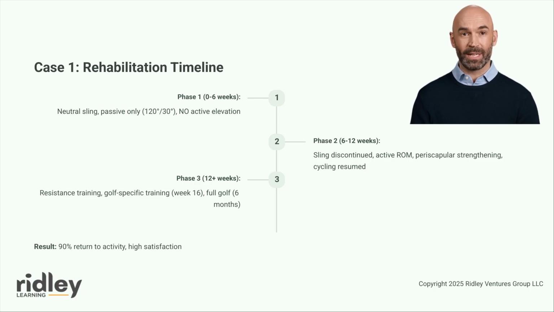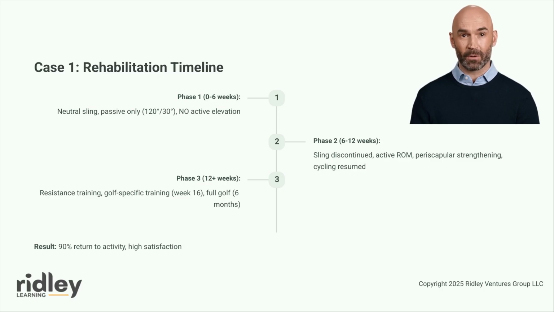In Phase 2, from weeks 6 to 12, the sling was discontinued and active-assisted progressing to active range of motion was initiated. External rotation at 90 degrees abduction was permitted to 60 degrees by week 8. Gentle functional internal rotation was introduced in week 10. Periscapular strengthening with 1 to 2 pound weights was emphasized. Stationary cycling resumed at week 6. At 12 weeks, active range of motion was 145, 50 degrees, and T12. The American Shoulder and Elbow Surgeon score was 68 out of 100, and pain was 2 out of 10 at rest. He was cleared for strengthening.